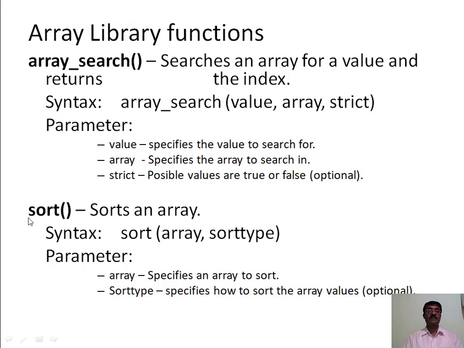The sort function. This sort function sorts an array. The syntax is sort, and within the parentheses it accepts two parameters: the array expression, and the other is the sort type. The parameter descriptions are as follows. Array specifies the array to sort, and sort type specifies how to sort the array values. This is an optional value.